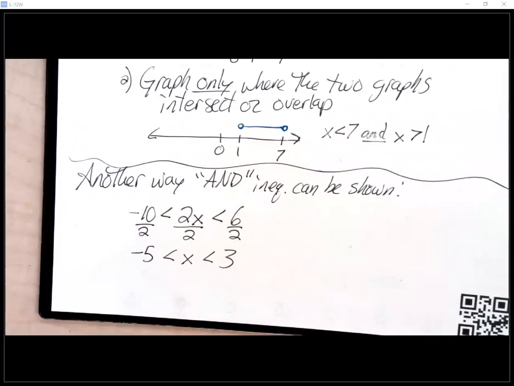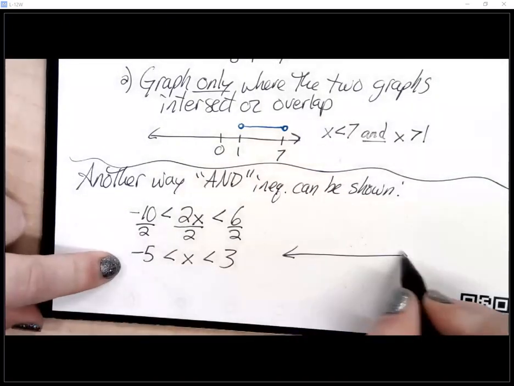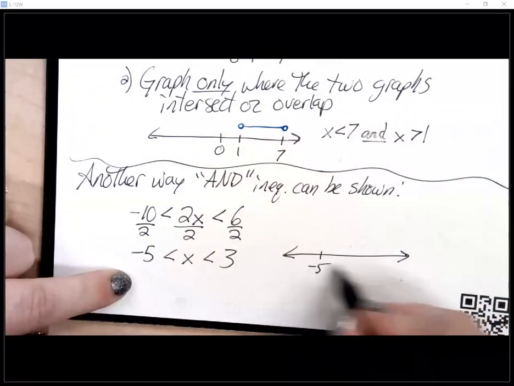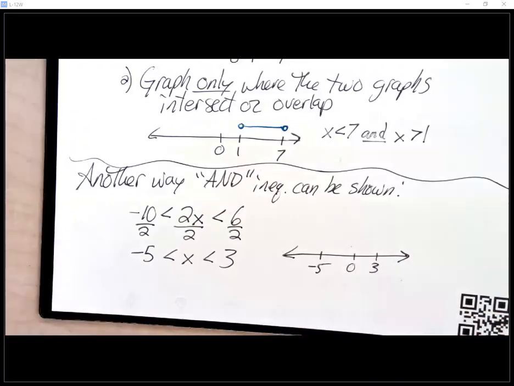And if I wanted to graph this, yes, you could take the time to graph each one separately, but especially when it's written like this, you could just jump right to your answer, right? If I have a -5 and I have a 3, put the 0 in the middle if you want. What kind of a dot am I going to have at -5?